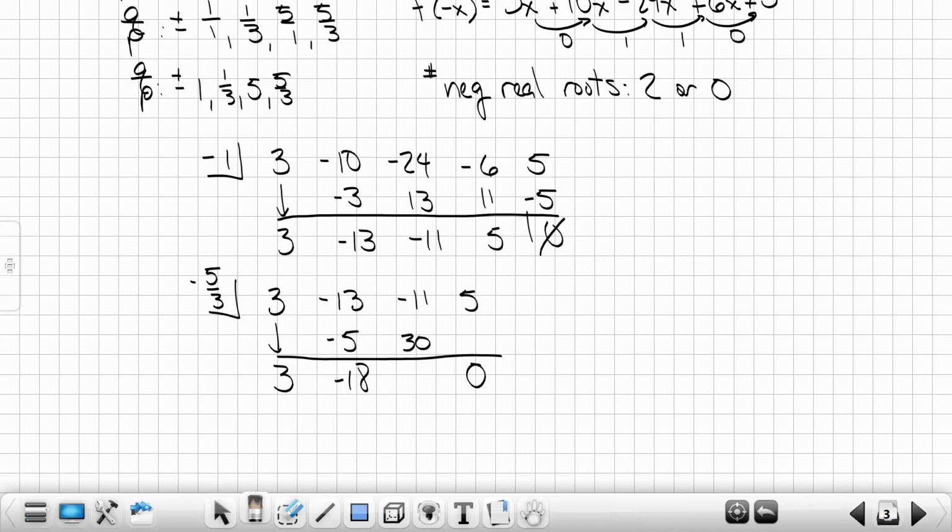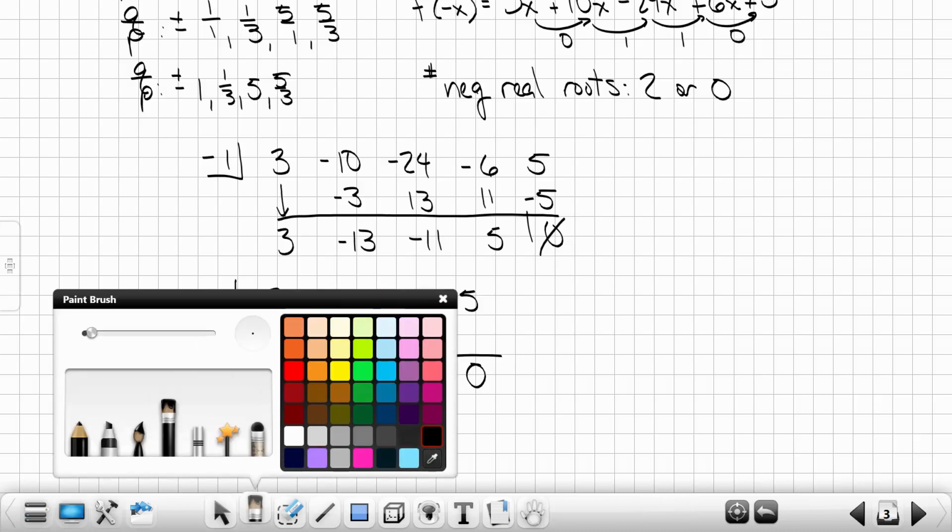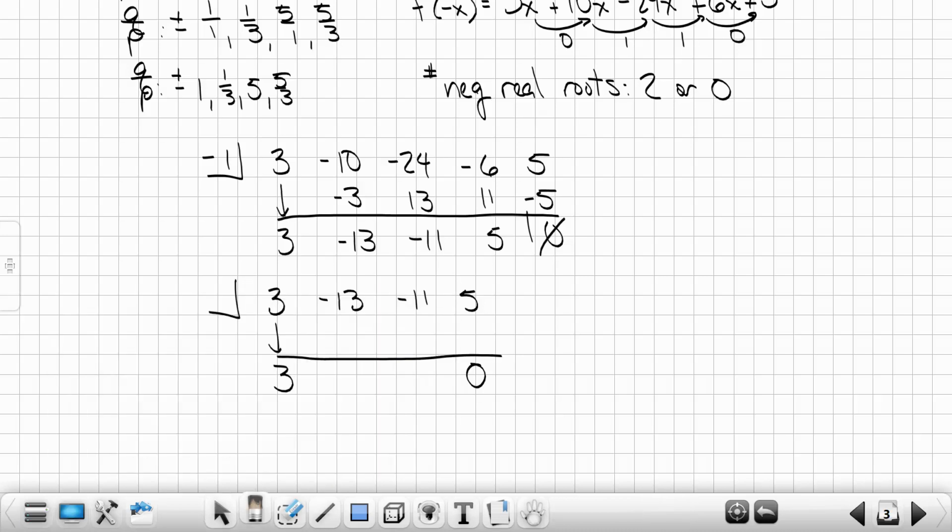So there's a chance, right? I've tried negative 5. It didn't work. You guys okay with that? I tried negative 5/3. It didn't work. I tried negative 1/3. It didn't work. I never said you can't use the number twice.